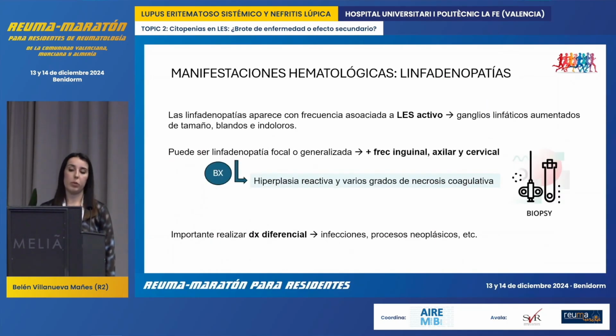As for lymphadenopathy, it is also related to lupus activity and physical examination. What we would expect to find are enlarged lymph nodes that are soft and painless to the touch. The most common areas would be the inguinal, axillary, and cervical regions. And here, if we perform a biopsy, what we would expect to find is reactive hyperplasia and varying degrees of coagulative necrosis. It is very important to carry out a proper differential diagnosis, especially with infections and neoplastic processes.